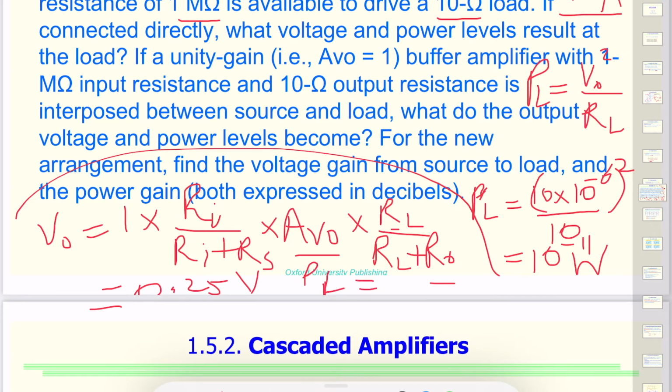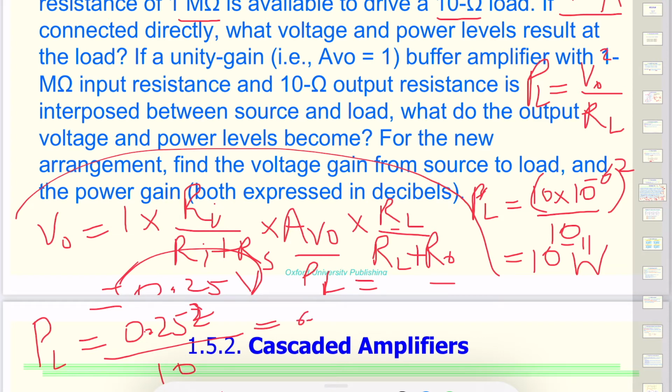In this case, we use V squared divided by the load, which is now 10. So let me do it here on the next screen. It would be 0.25 to the power 2, squared, divided by 10. So this comes out to be 6.25 milliwatts.